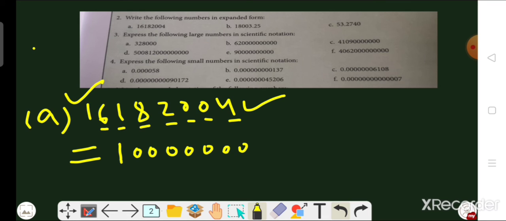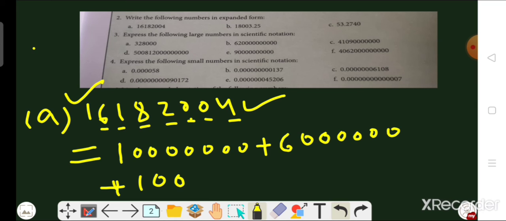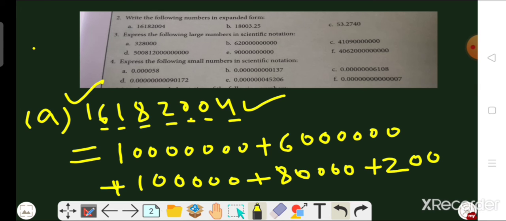Okay beta. Then addition sign and then 6, and count the number of places after 6. 1 2 3 4 5 6. So we have to put 6 zeros after 6. And the next one is 1. After writing this digit, we have to count the number of places given after this number. So the number of places is 1 2 3 4 5. Write 5 zeros after this. Again 8, there are 4 places after 8, so we have to write 4 zeros. After 2, 3 places are there, so we have to write 2 zeros.